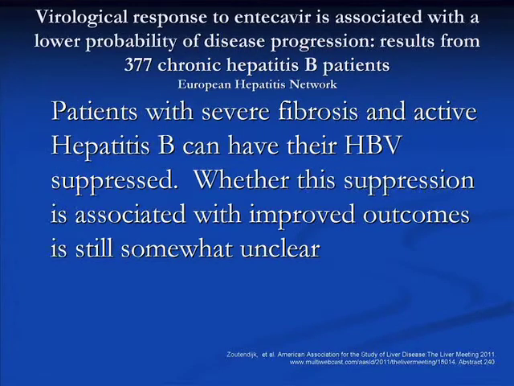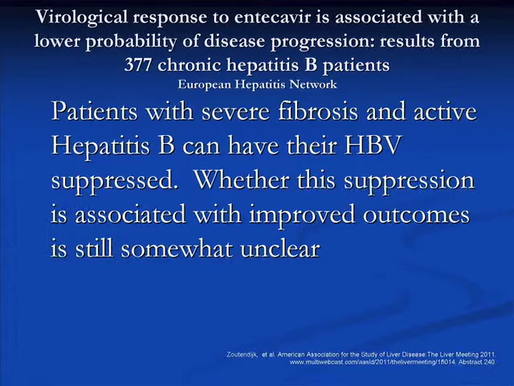The last paper I'd like to talk about comes from the European Hepatitis Network and was abstract number 240, titled Virologic Response to Entecavir is Associated with a Lower Probability of Disease Progression. As background, patients with severe fibrosis and active hepatitis B can have their hepatitis B suppressed with multiple drugs nowadays. Whether this suppression is associated with improved outcomes is still unclear.